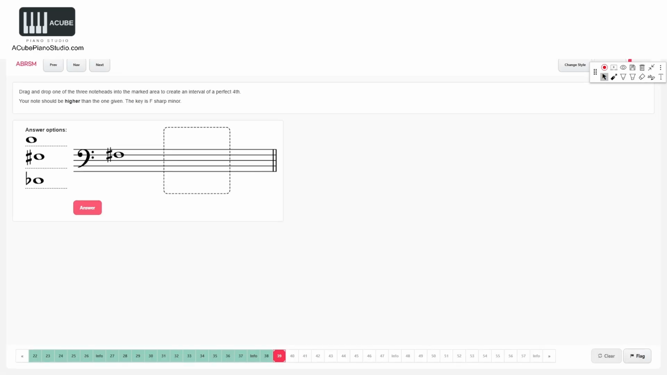Next, let's take a look at this. We want to have a perfect fourth, right? So this is F sharp. So for F sharp, okay, fourth, F, G, A, B. So it should be B, right?